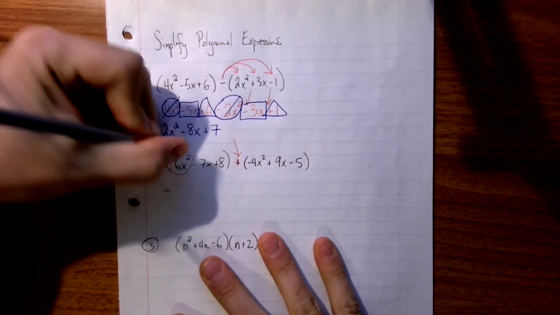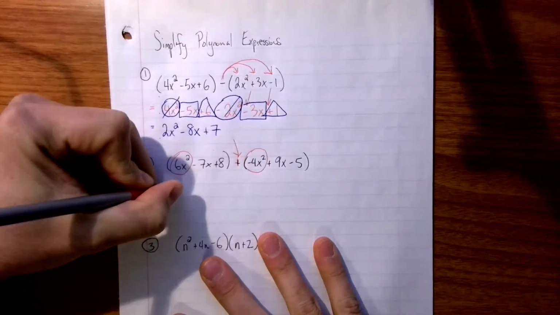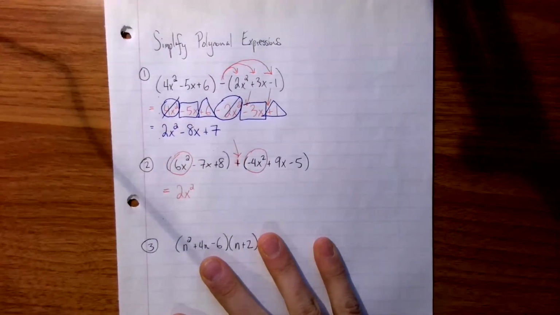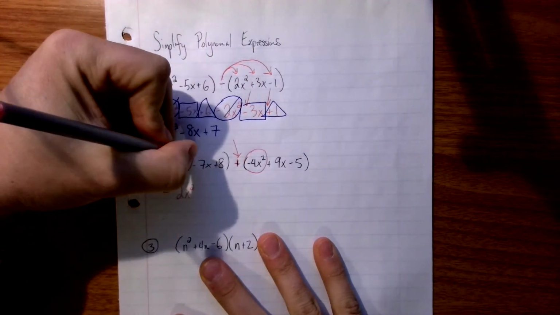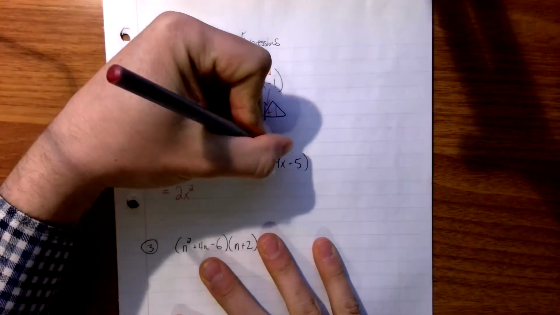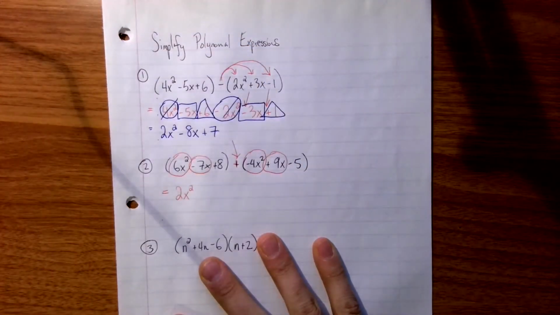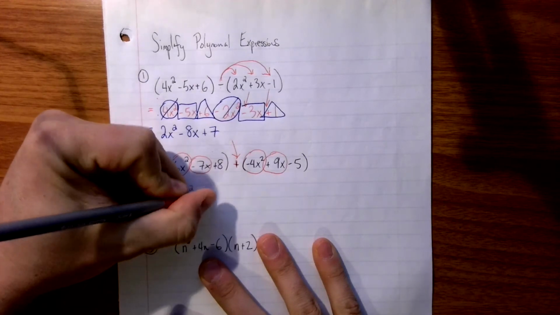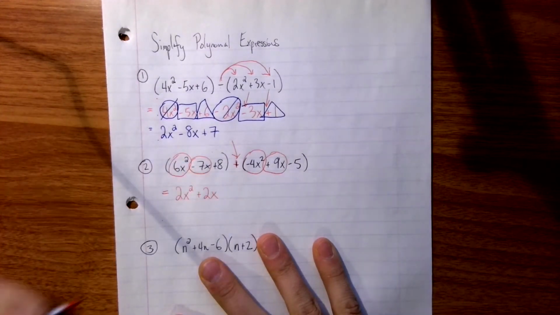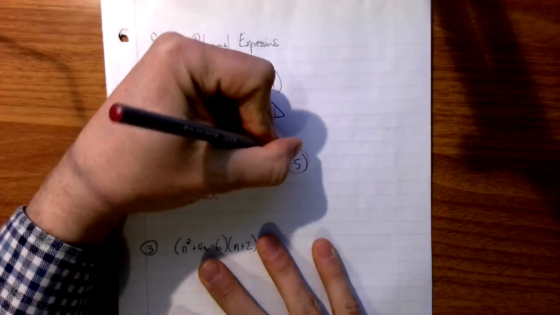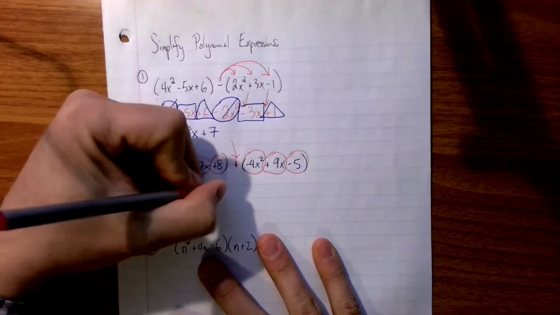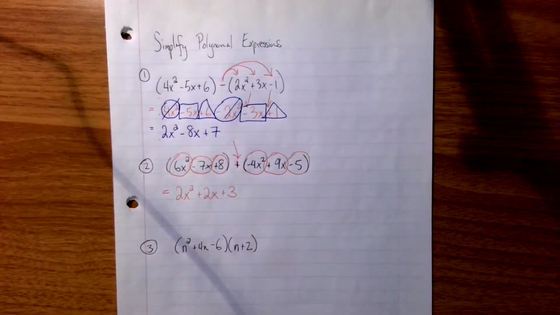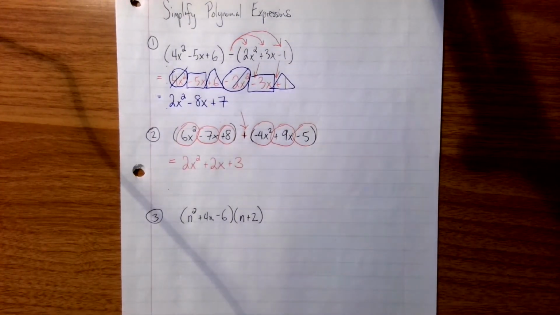So we are going to combine 6x squared and negative 4x squared, which will give us 2x squared. We'll then combine negative 7x and positive 9x, giving us positive 2x. And lastly, we're going to combine the 8 and the minus 5, which will give us 3, which will give us a final answer of 2x squared plus 2x plus 3.